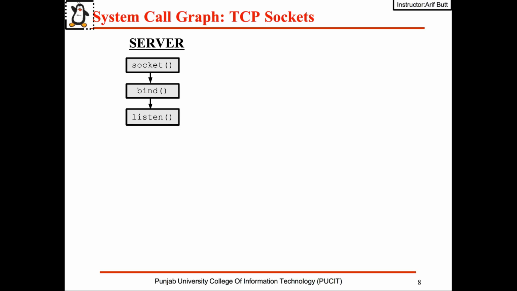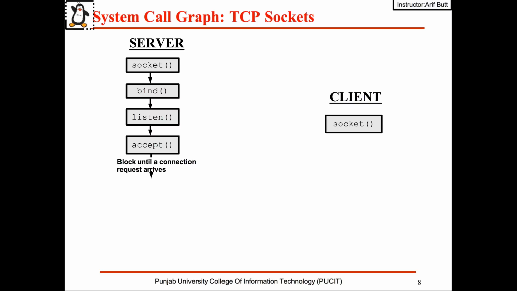Then we have the listen call. This listen system call notifies the kernel of the server's willingness to accept incoming connections, and this step is equivalent to waiting for incoming calls on the phone. And finally, the server program blocks on the accept system call until a connection request arrives. Let's now talk a bit about the client sequence of calls. The client also makes the socket system call to create a socket, and it is also equivalent to installing a telephone set.